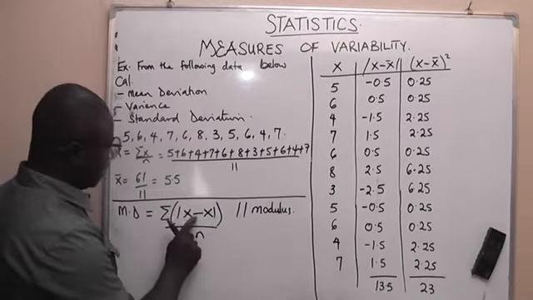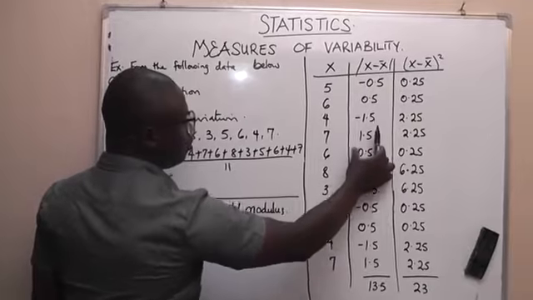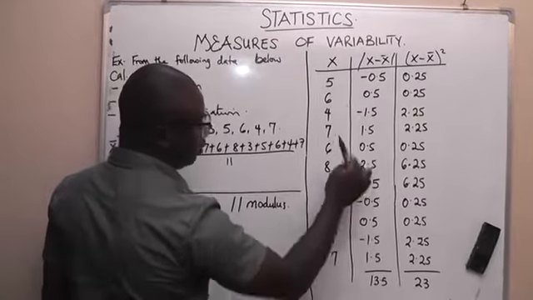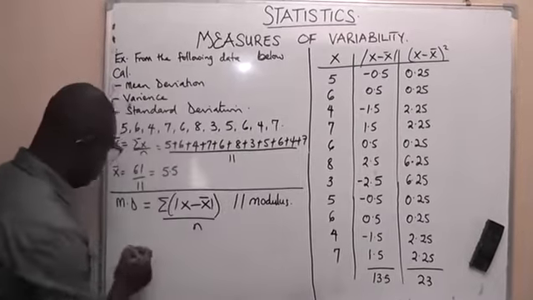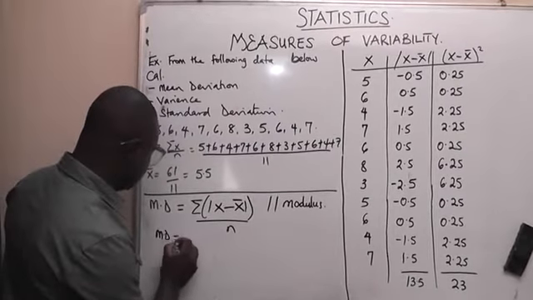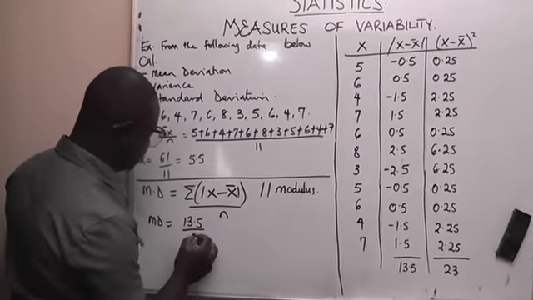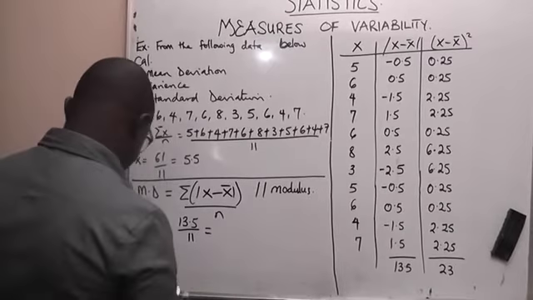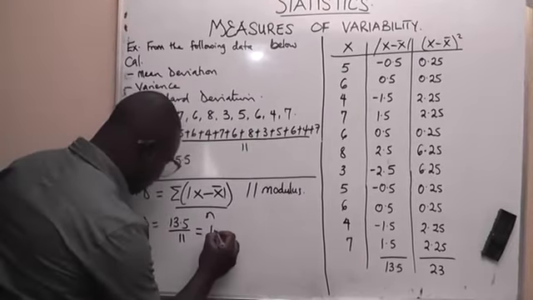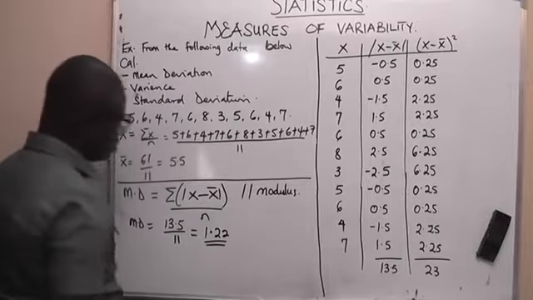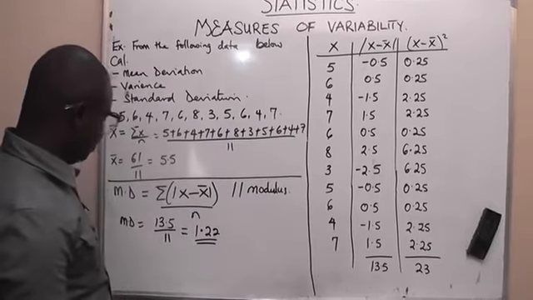Summation of the modulus of x minus x bar, which is this column. So we add everything up, but remember, we are not adding up with the sign. If we add up everything, we have 13.5. So that means our mean deviation is equal to 13.5 all over n. Our n is still 11. So if you punch that on your calculator, your mean deviation will be equal to 1.22. Alright, so that is for mean deviation.